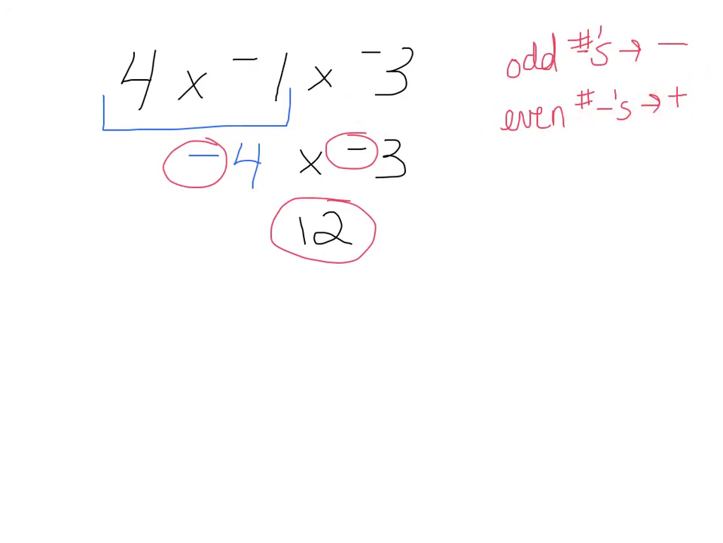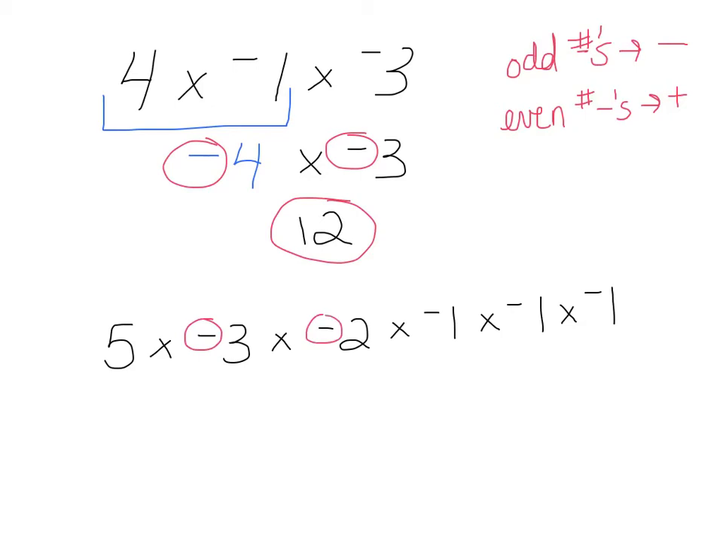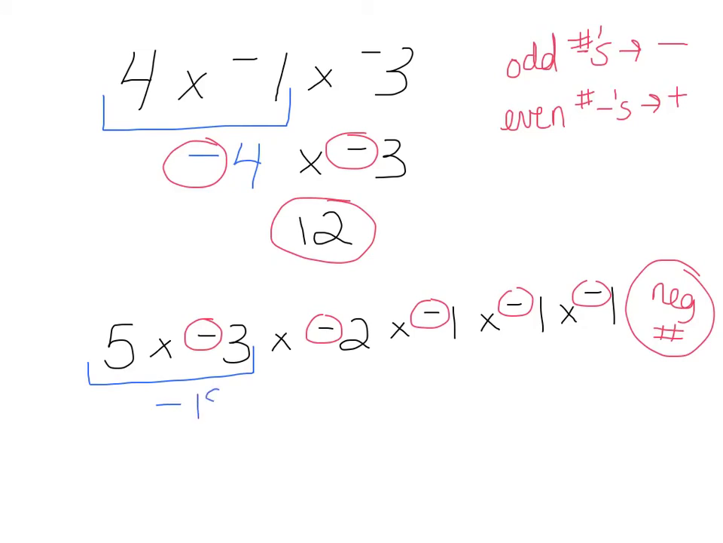So let's say I had 5 times negative 3 times negative 2 times negative 1 times negative 1 times negative 1, for example. I can predict if my answer is going to be positive or negative by going through and circling the negative signs. How many negative signs do I have? Well, I have 5. So my answer will end up being a negative number because it's an odd number of negatives. Well, let's go ahead and test this. 5 times negative 3 is negative 15, multiplied by negative 2, multiplied by negative 1, multiplied by negative 1, multiplied by negative 1.